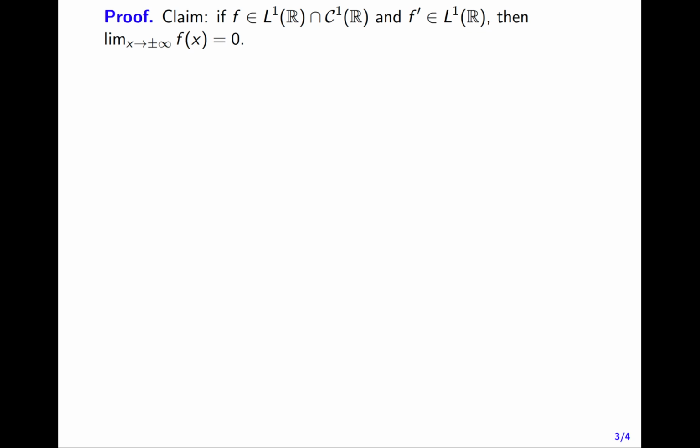I claim that if I have a function f that's in both L1 of R and C1 of R, so f is absolutely integrable and it's continuously differentiable on the reals, and if f prime is in L1 of R, then the limit as x goes to plus or minus infinity of f of x is equal to 0. So this is a lovely little proof that I stuck in a footnote for you if you feel like reading it. It's just an invocation of the fundamental theorem of calculus and some definitions of improper integrals. But it's a very nice and satisfying result. I like it a lot. And we're going to use it below.